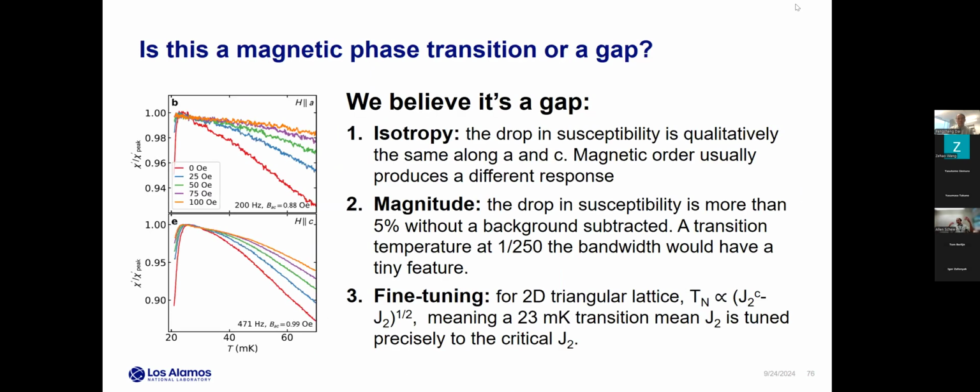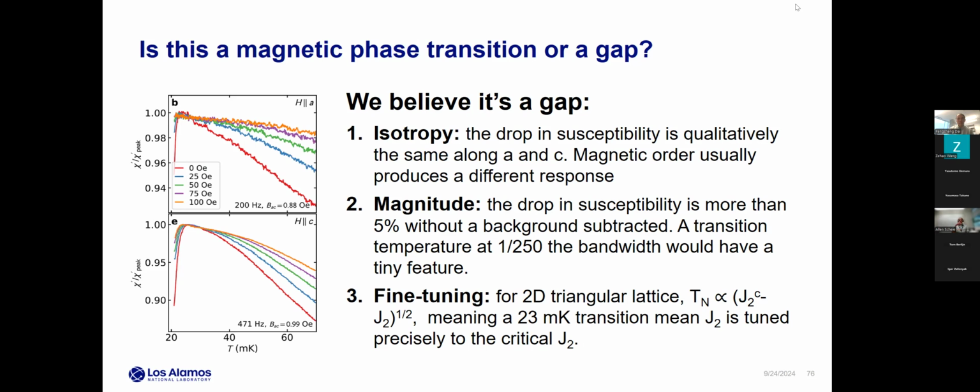Because in susceptibility, both of these would look pretty similar at such low temperatures. Is this the long sought magnetic order that we thought might be there? It's just at really low temperatures. Well, we don't have a conclusive answer, but from what we've measured, we believe it's a gap. And there are three reasons for this.